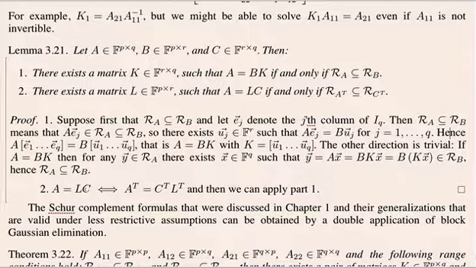The second part, that A equals LC, if and only if, for the second part about multiplication on the left, just note that A equals L times C if and only if A transpose equals C transpose L transpose. And then we can apply part 1 for the transpose.